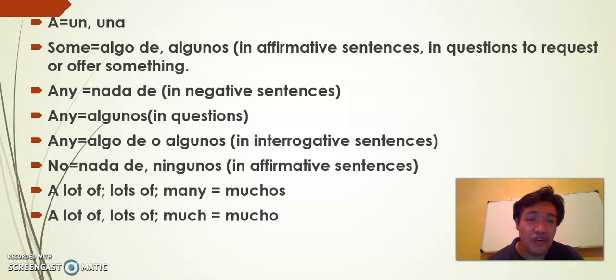Then a lot of, lots of, and many, but that's muchos. A lot of, lots of, and much means mucho. That means that a lot of, lots of can be used with countable and uncountable nouns. Okay, let's move on to the exercises.